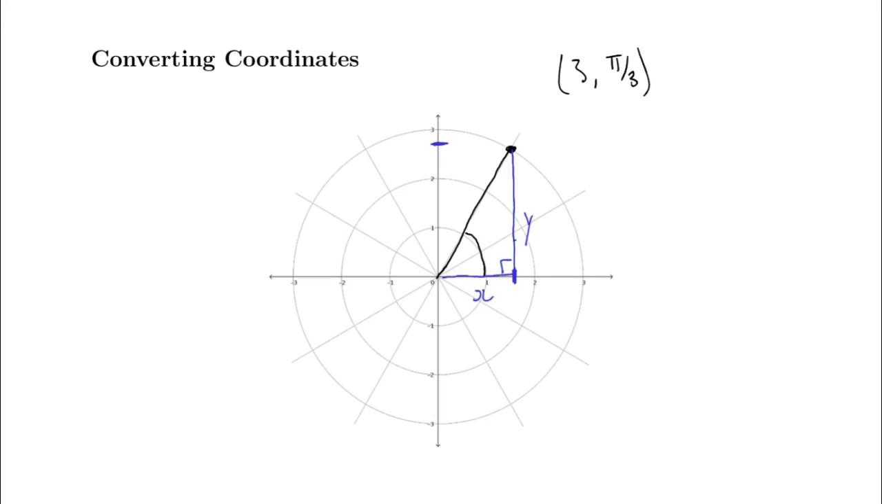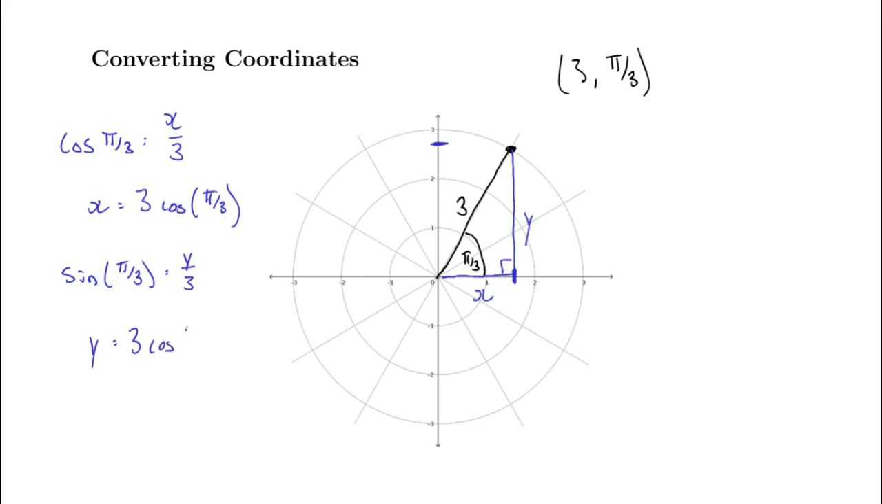And if this is the x value and this is the y value, and we know that this radius or hypotenuse is 3, and we also know what this angle is, pi over 3, then we can just use some basic trig functionality here, right? We can pretty clearly show that cosine of pi over 3 is going to be x over 3. And so we have that x is equal to 3 cosine pi over 3. And we can also pretty clearly see that sine of pi over 3 is equal to y over 3. So y equals 3 sine pi over 3. So we can get these x and y values without too much trouble here.